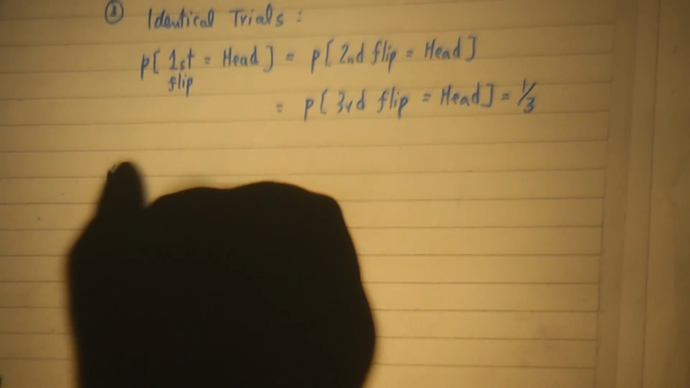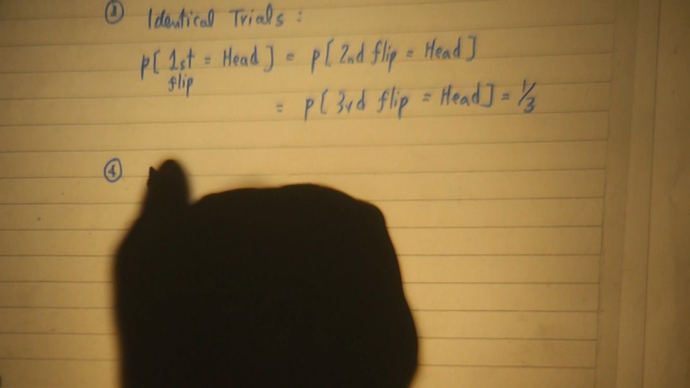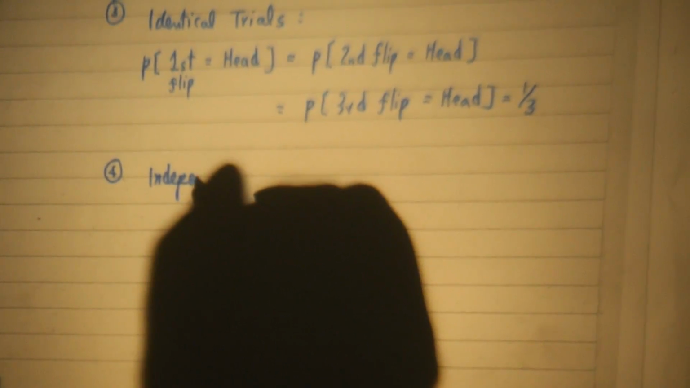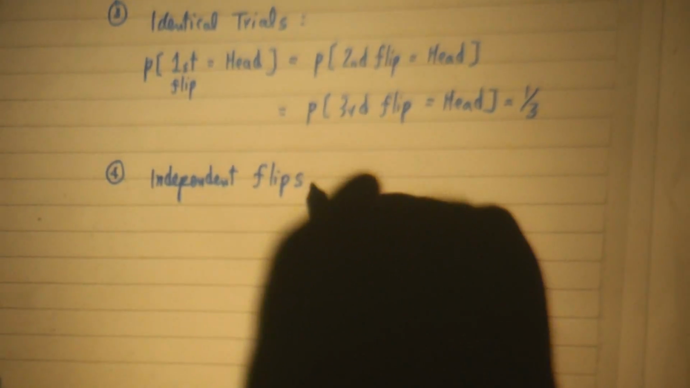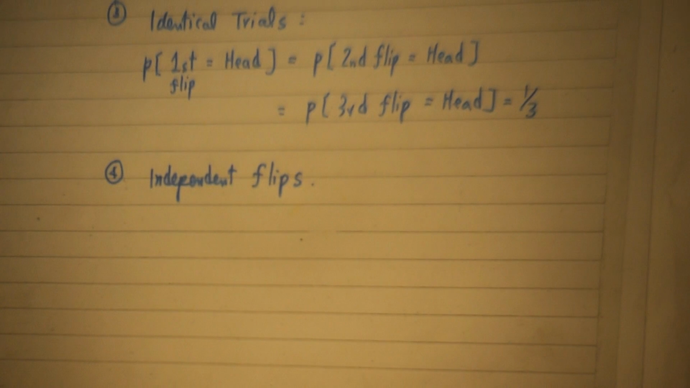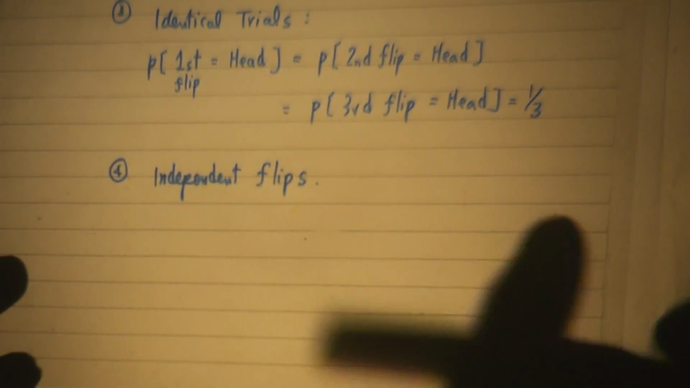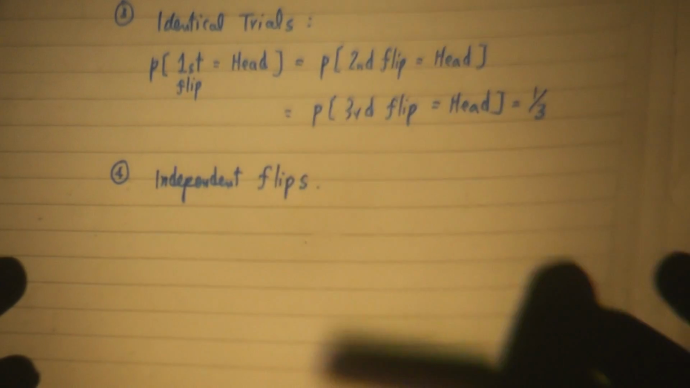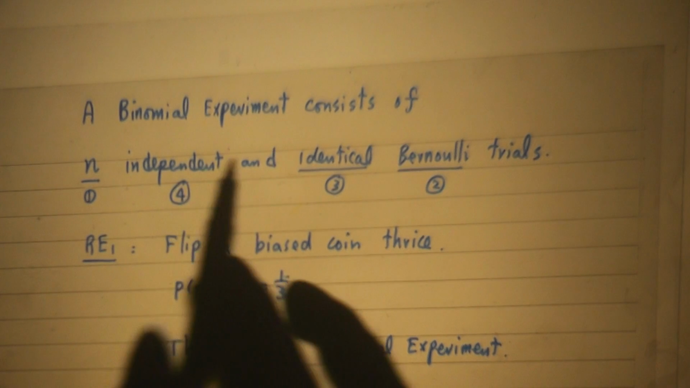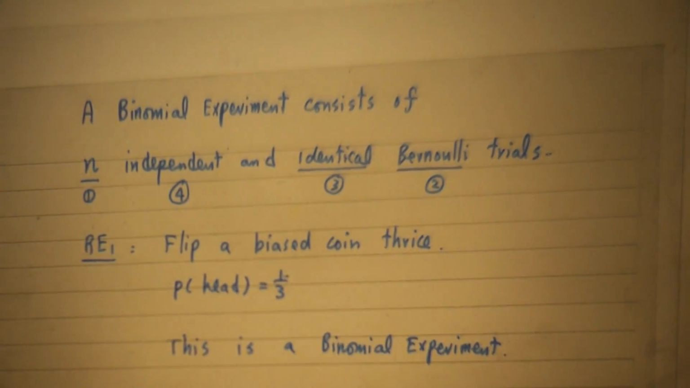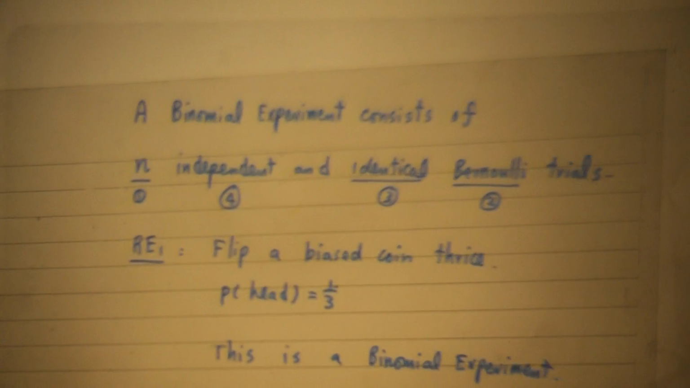And the last one, check independence. Because we make the flips what? Independently. So we do have independent flips. After we check these 4 conditions, we find they all satisfy what? The definition of a binomial experiment. That is, a binomial experiment consists of n independent and identical Bernoulli trials. Okay? Now, let's next talk about a binomial random variable.